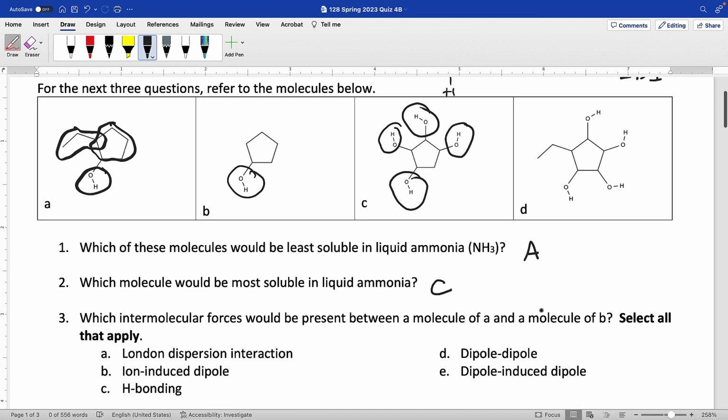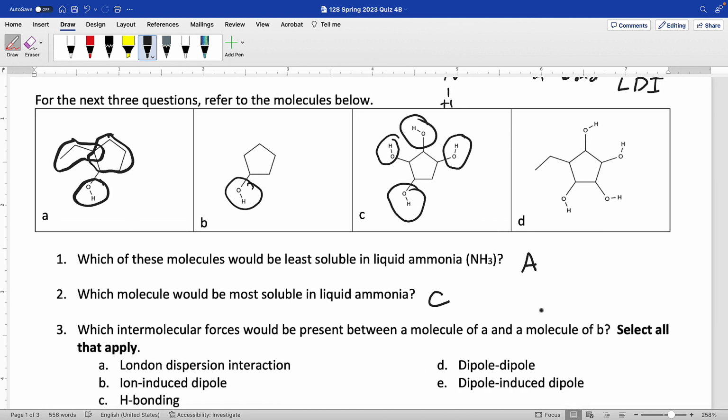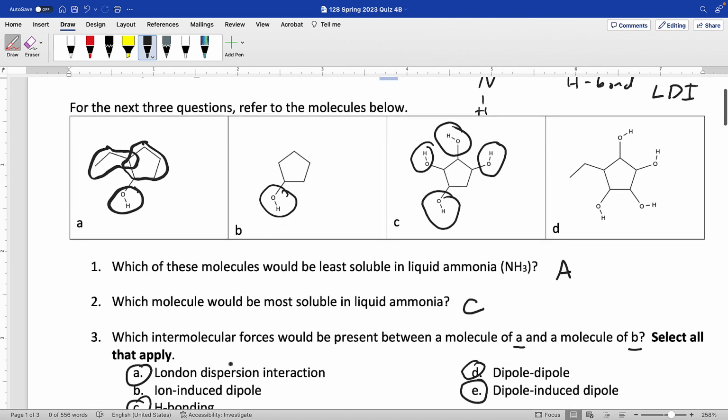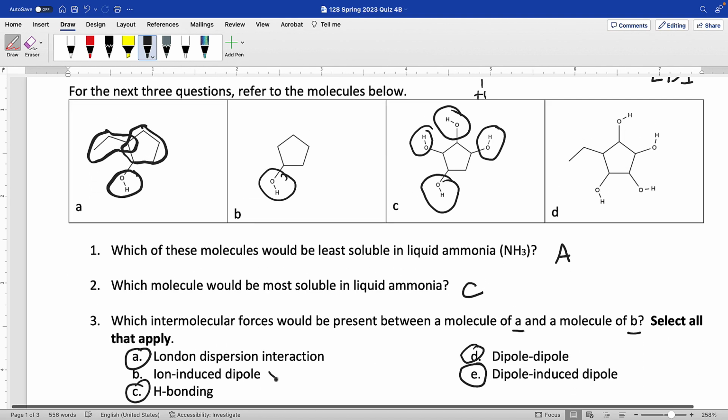And now we're comparing a molecule of A and a molecule of B, and we can see that we've got something that can hydrogen bond. We've got a piece that's polar, so we're always going to have London dispersion, but in addition to that, we have H bonding, dipole-dipole, and dipole-induced dipole. There's no ions anywhere, so we don't have ion-induced dipole, so cross that one off.